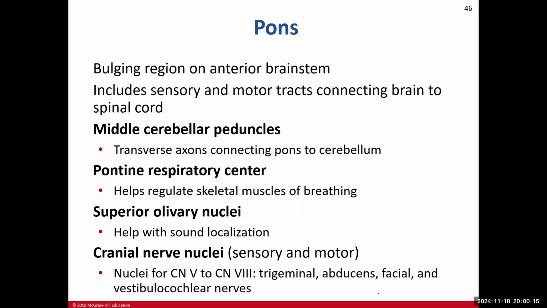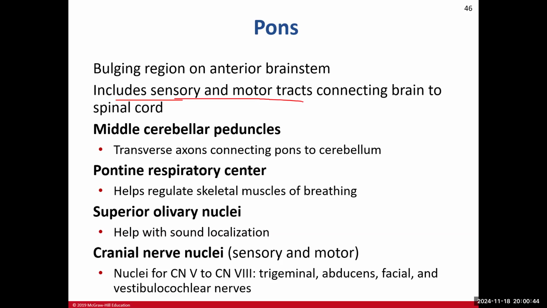All right, let's move on to the second part of the brainstem, and that's the pons. Pons means bridge, and that's what it does. It bridges between the midbrain and the medulla oblongata. So what we're going to see here in the pons is more sensory tracts, more motor tracts, and then the connection between the pons and the cerebellum. So we have our middle cerebellar peduncle there.